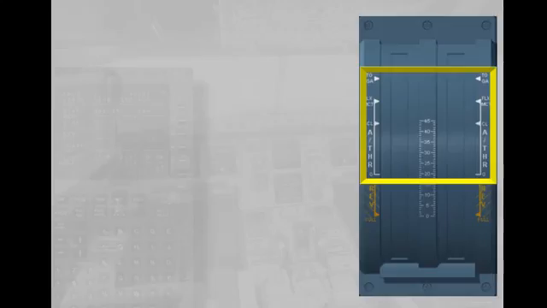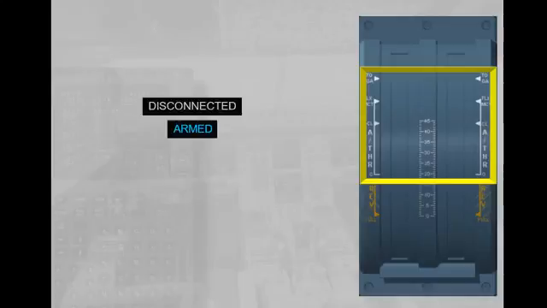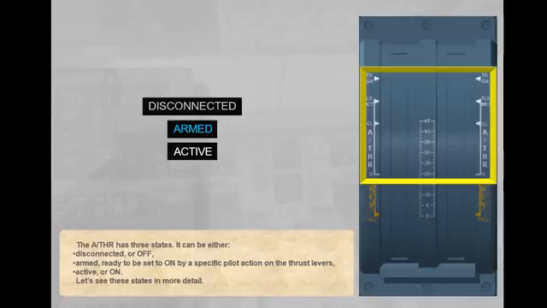The autothrust has 3 states. It can be either disconnected or off, armed, ready to be set to on by a specific pilot action on the thrust levers, or active or on. Let's see these states in more detail.